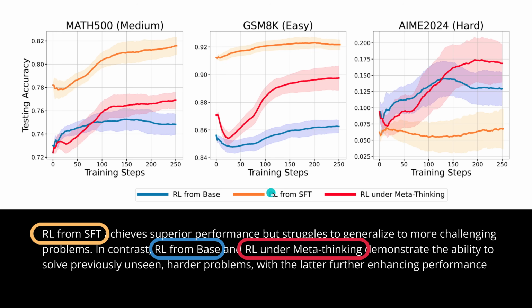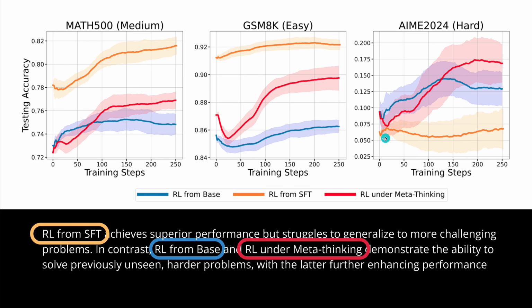Easy, we have reinforcement learning from supervised fine-tuning. This gives us the best performance, 92% plus. If we go to the medium, you see it is still reinforcement learning from supervised fine-tuning that has simply the best performance. But things change. And this is something I do not understand, and we're going to talk about this in a second. Because suddenly our orange, reinforcement learning from supervised fine-tuning, has a problem. And now they argue our new methodology, the reinforcement learning under the meta thinking, becomes now the best model.